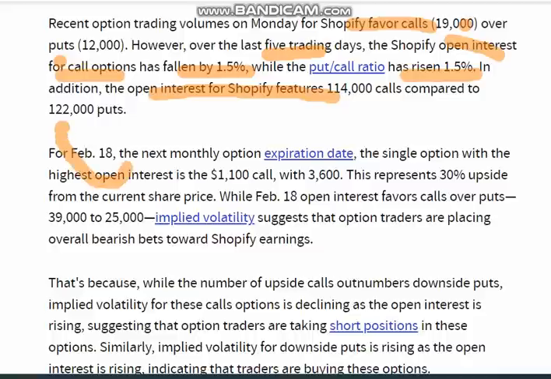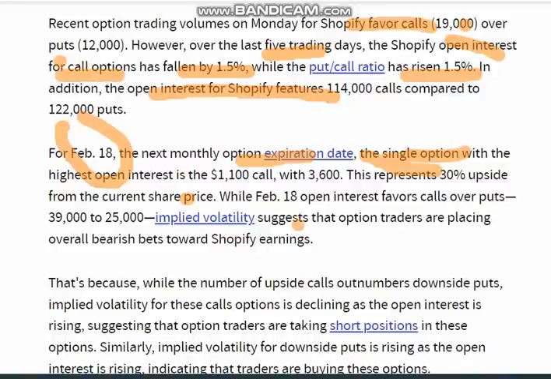On Feb 18, the next monthly option expiration date, the single option with the highest open interest is the $11,000 call or $3,000. This represents a 30% upside from the current share price, while the Feb 18 open interest favors calls over puts, 39,000 and 25,000.